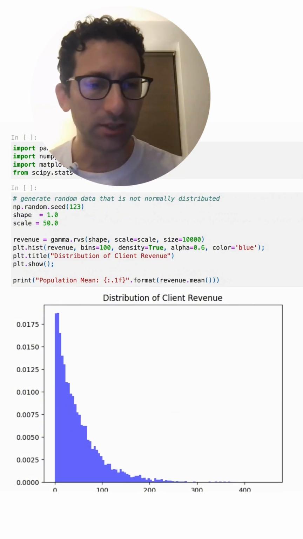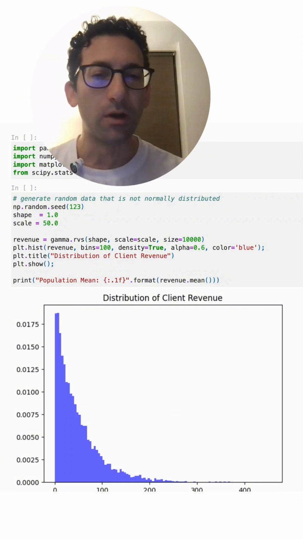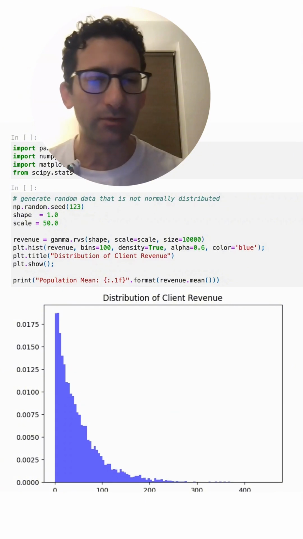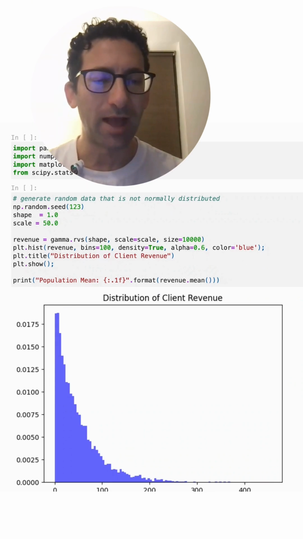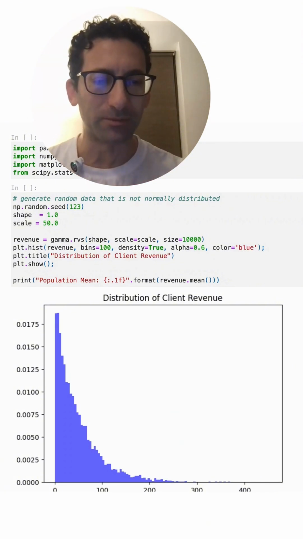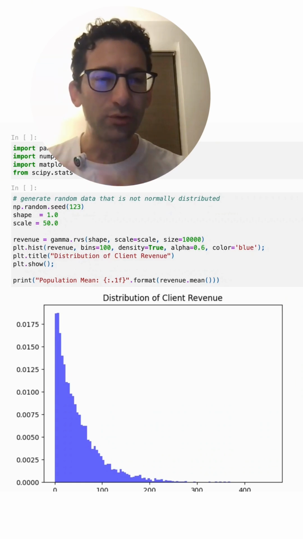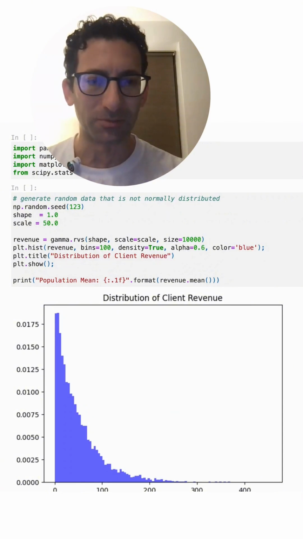The mistake that I'll see candidates make is that they'll look at user level revenue and say, wow, this is not normally distributed. Therefore, we cannot use the t-test. And instead, they'll use some other test, usually involving medians. But the assumption isn't that user level revenue has to be normally distributed. It's that the mean of user level revenue comes from the normal distribution. I'm going to show you that even when user level metrics such as revenue are non-normally distributed, the mean is going to come from a normal distribution.